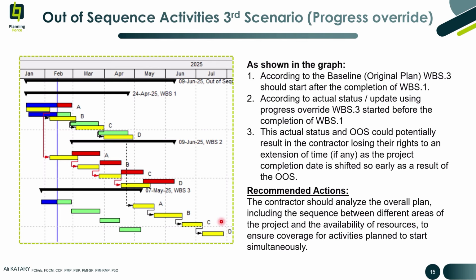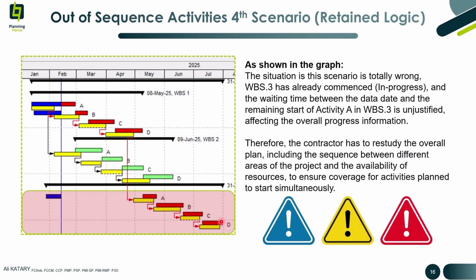Recommended actions: the contractor should revise the baseline, prepare a revised baseline schedule by analyzing the overall plan, including the sequence between different areas of the project and the availability of resources to ensure coverage for activities planned to start simultaneously or concurrently. Scenario number 4.